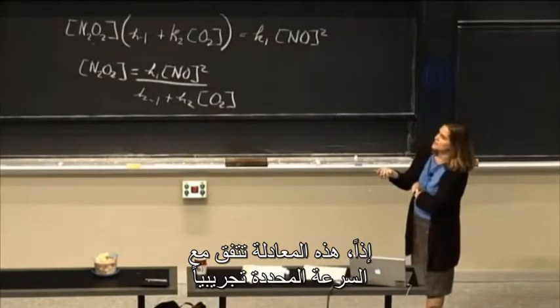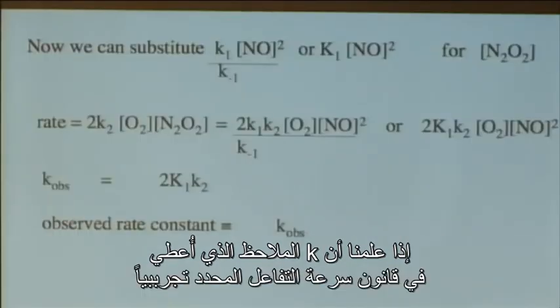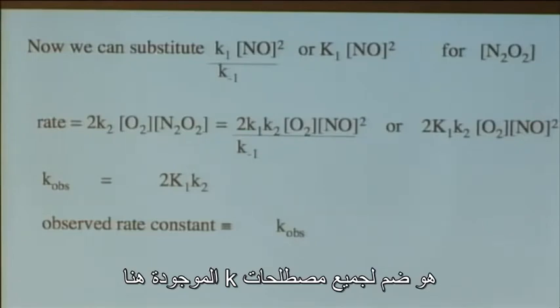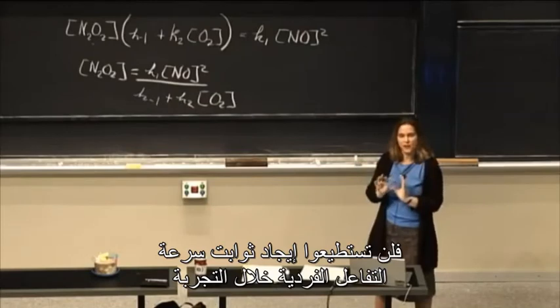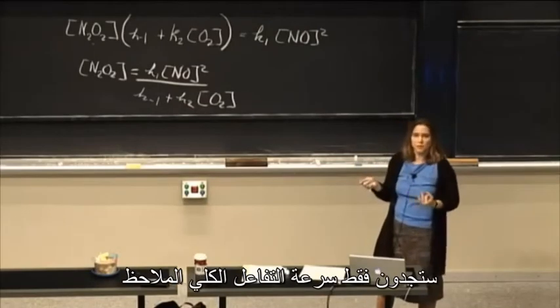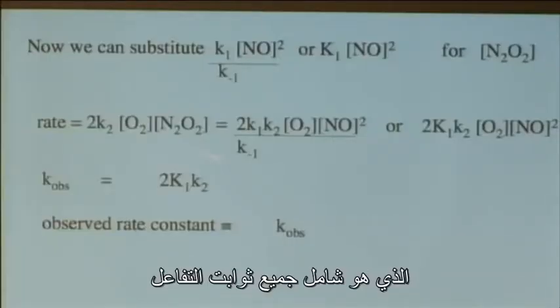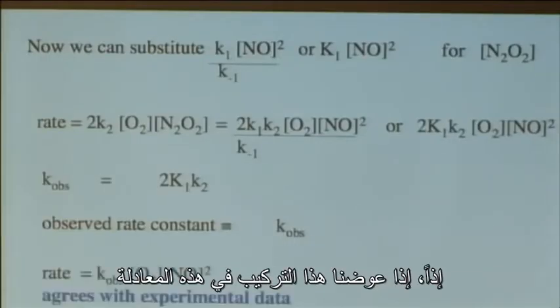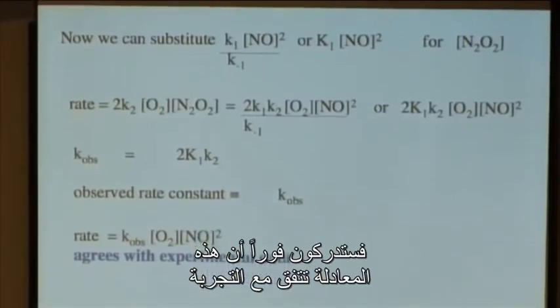And now we're consistent. If we realize that the K observed that was given in the experimental rate law is a combination of all of our K terms. So it's a combination. At least in this experiment, you weren't able to come up with the individual rate constants. They just came up with an overall observed rate. And so that's all of our terms in there. And so if we put that in here, we realize that this is consistent with the experiment.